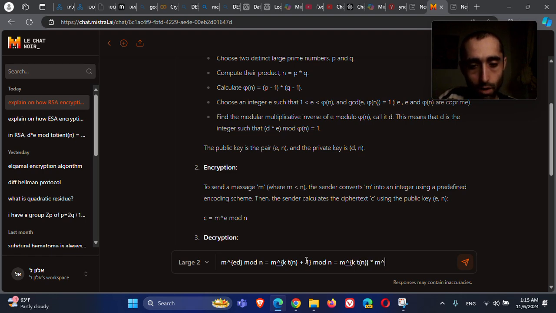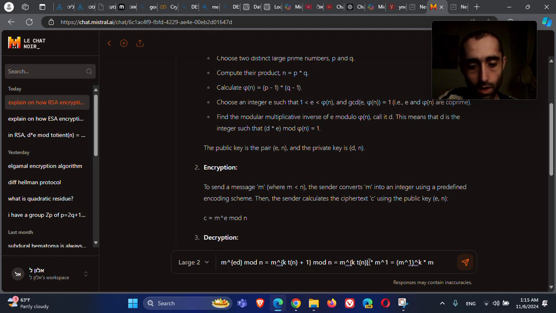times m to the power of 1, which equals, now all of this is just m to the power of totient of n, and all of this to the power of k, and because m to the power of totient of n modulo n is 1, this is 1 to the power of k.